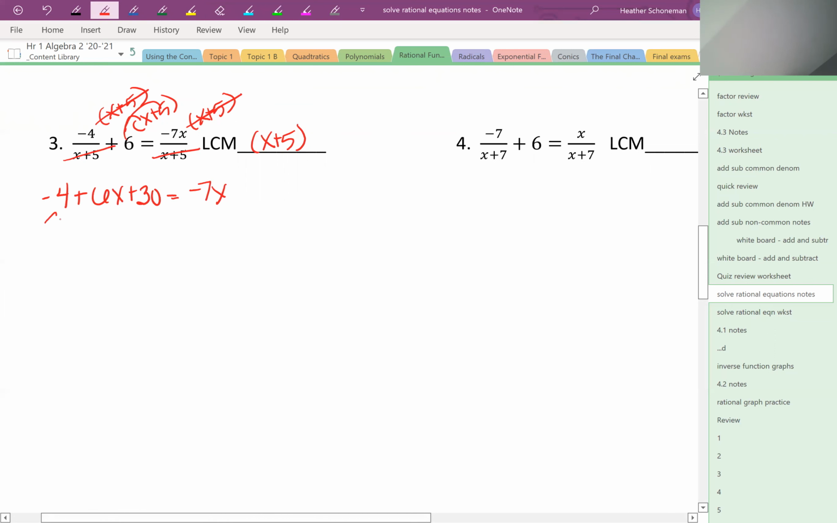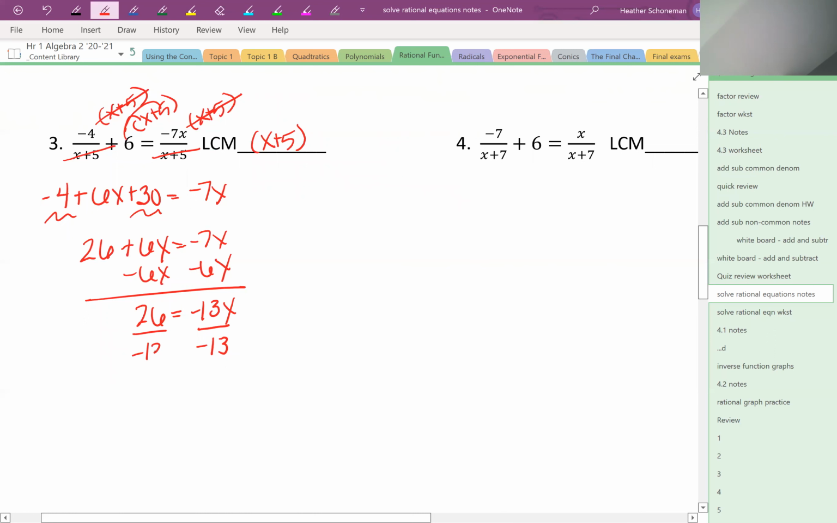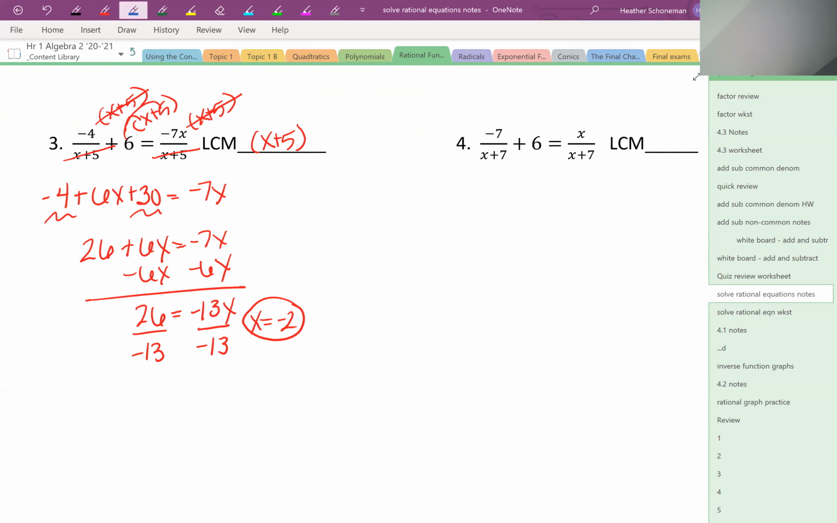It's just a regular linear equation, so I have to combine like terms. So I have 26 plus 6x equals negative 7x. Subtract and get all the variables together. So I have 26 equals negative 13x. Divide by negative 13. So x is negative 2. All right, let's see what happens on number 4.